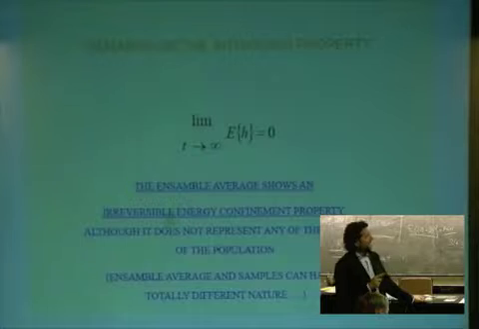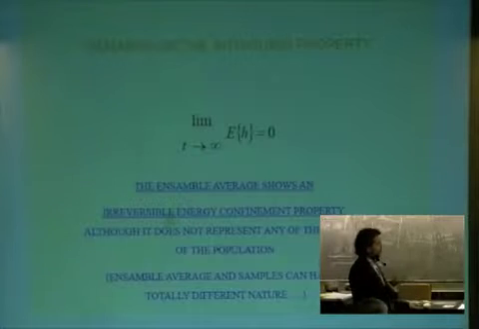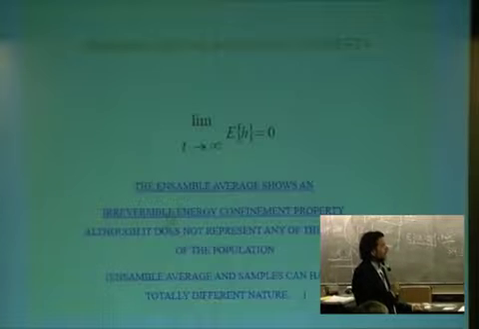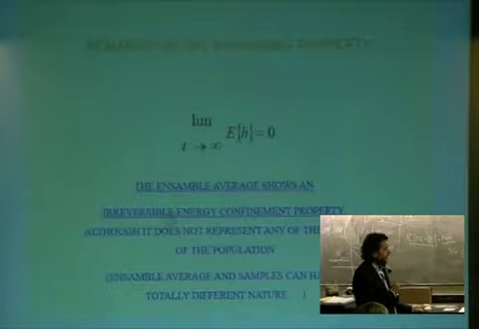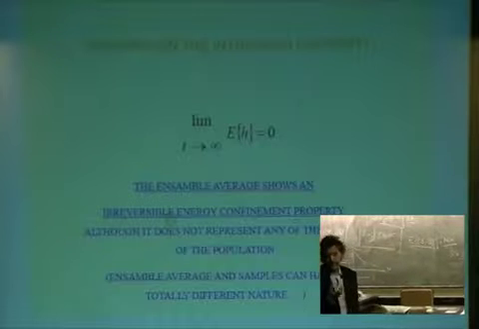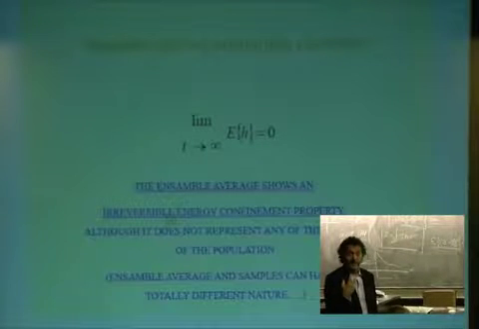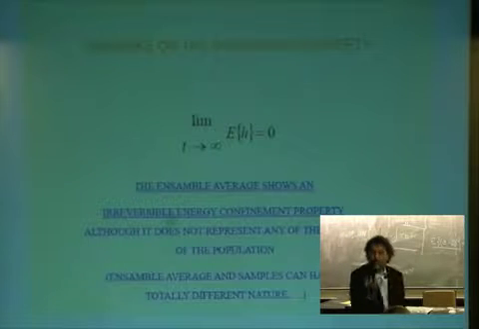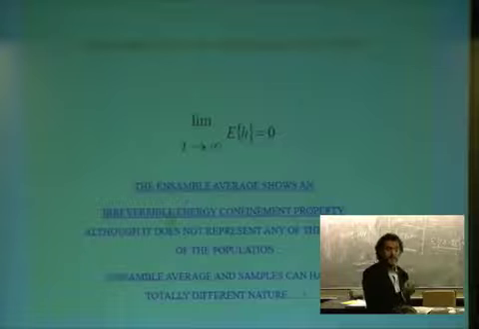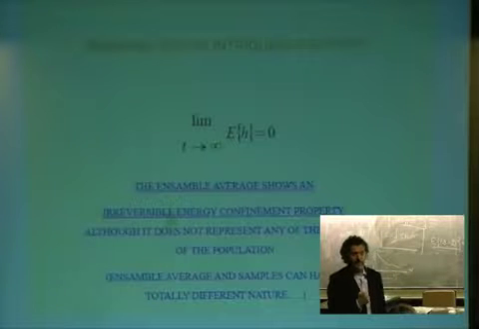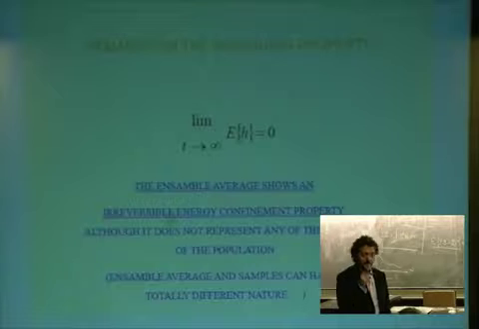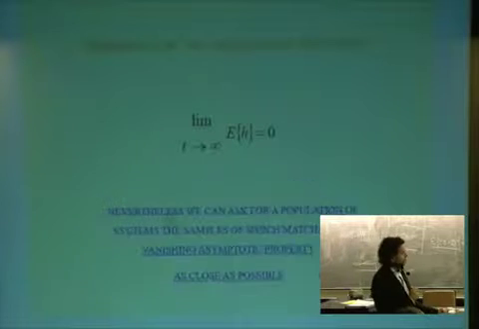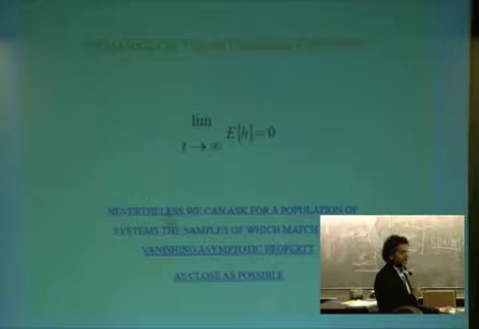Now, it means that the ensemble average shows an irreversible energy confinement property, although it does not represent any of the samples of the population. So ensemble average and samples can have a totally different nature. But now what I am asking is that I can force the average to be the closest possible to any sample of the population. And I can do this by suitably selecting the probability density function. This is the way of reasoning. The probability density function.